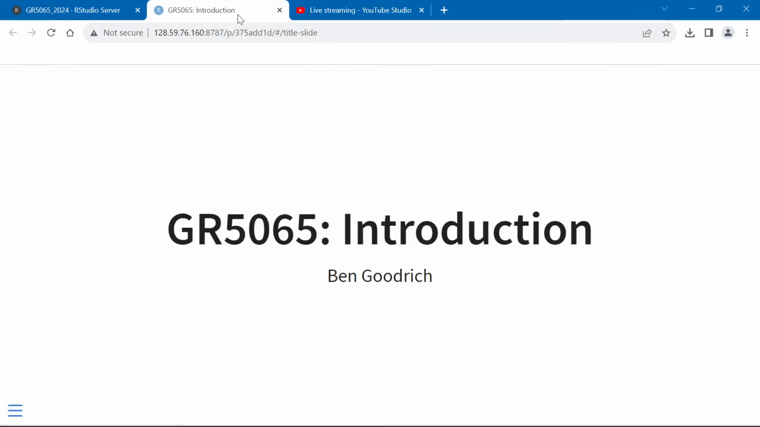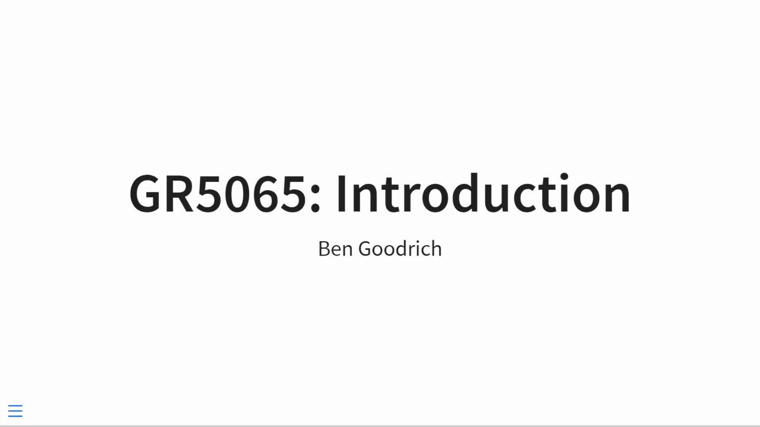Okay, let's get going. This is 5065, QMSS class, Bayesian Statistics for the Social Sciences. I am Ben Goodrich, and today we're going to be just going through some introductory material, somewhat based on the readings for today and the video on the syllabus.